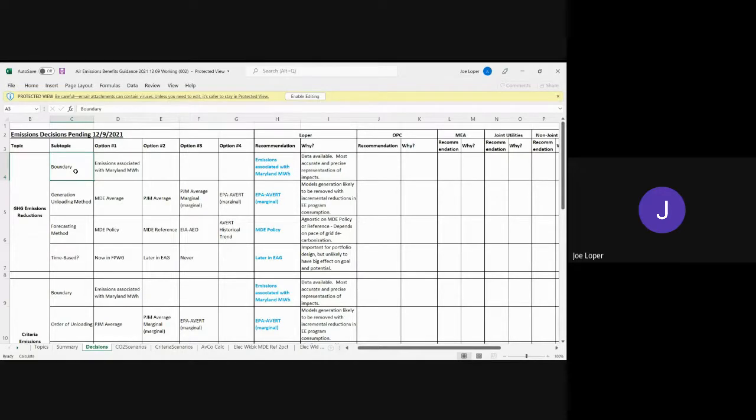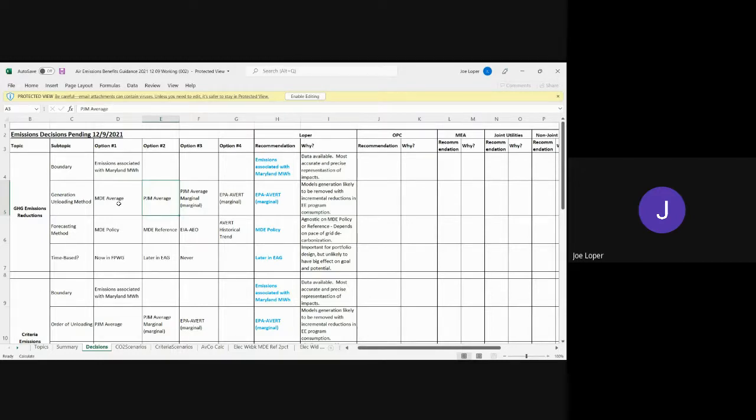The second is what's the unloading method. This gets to what Nicole was talking about, the average versus marginal emissions rates. There's a couple options there. We could use the MDE numbers for GHG. The MDE emissions intensities are average, and we don't have a marginal number from MDE. There's also a PJM average number that we could use. There's also the PJM average marginal, and then there's the EPA AVERT, which is a marginal number.